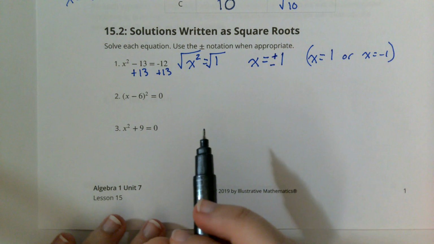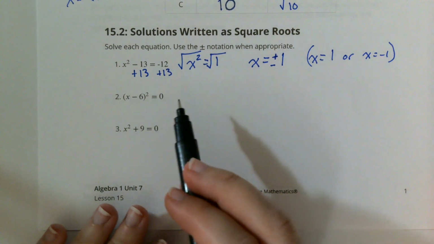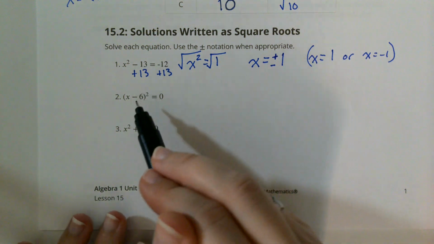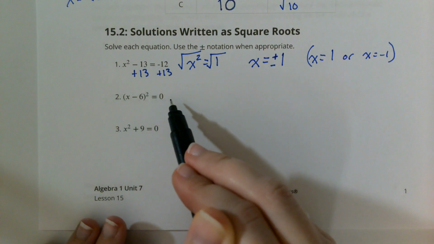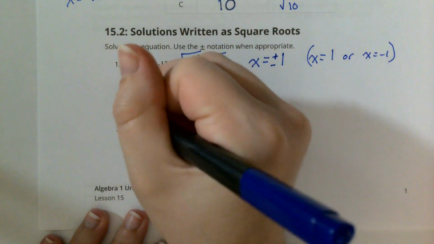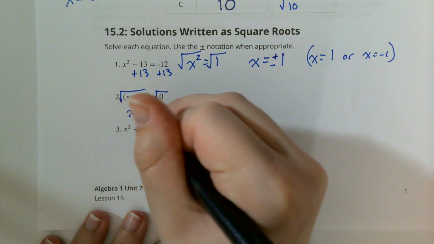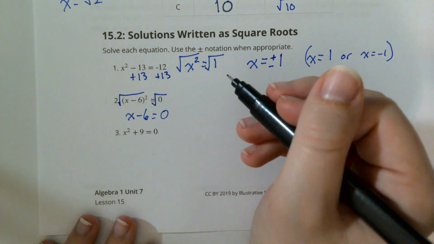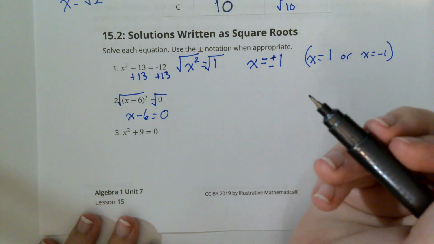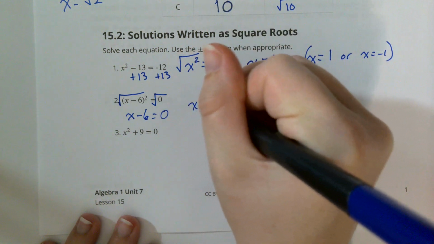Now we have x minus 6 squared equals 0. Okay. And if you think back to completing the square, it's nice when we have something squared equals a constant, because we can just square root both sides. And then we have x minus 6 equals 0. Square root of 0 is still 0. And then just add 6 to both sides. So x equals 6.